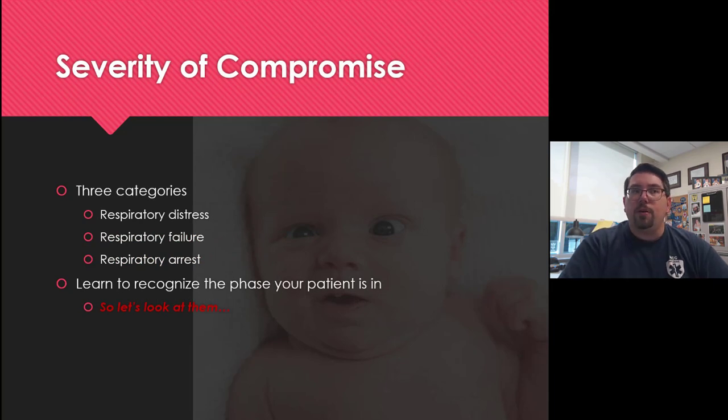Now we look at the three components of severity of compromise, and we talked about this a little bit, but let's dive a little bit deeper. These three categories include respiratory distress, which is the mildest form of respiratory impairment, respiratory failure, where now we're looking at a problem with either rate, tidal volume, or both in the pediatric patient, and then respiratory arrest, where now we're having the inability to fully ventilate that child on their own.